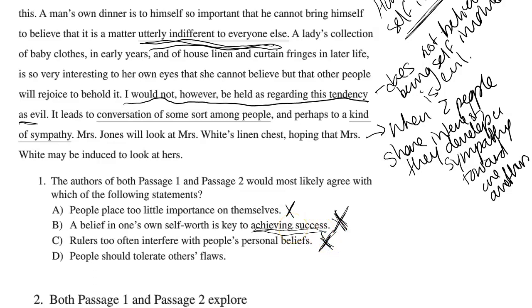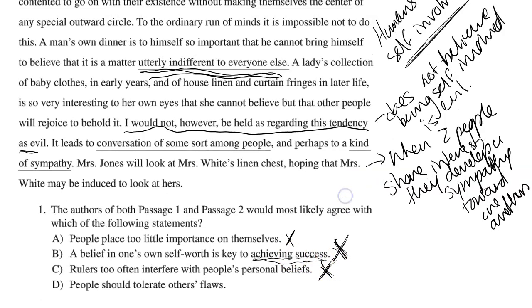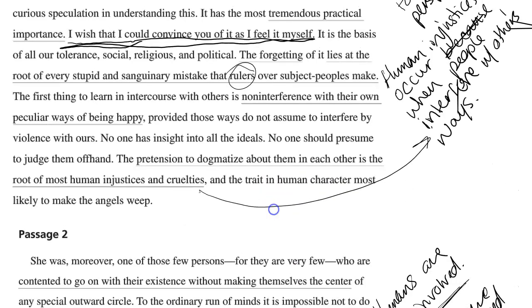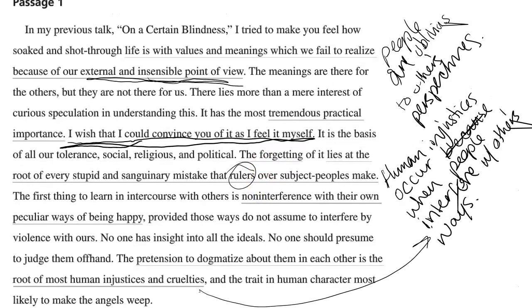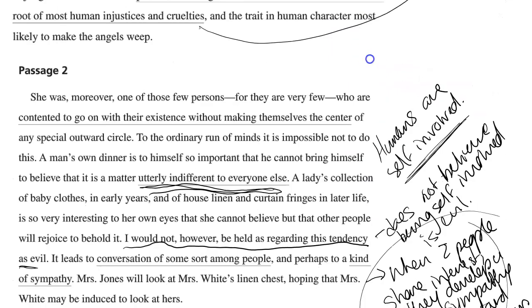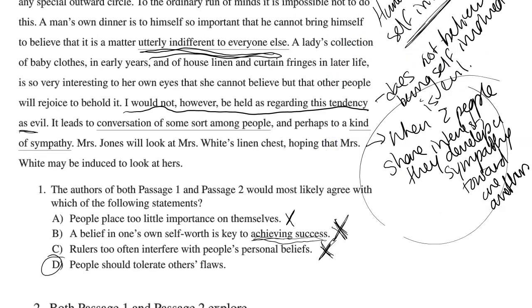And D, people should tolerate others' flaws. Yes, and we see that here, like that there is a beauty that he doesn't actually disagree with the self-involvement, because in the end, if we can share that common interest, we can develop sympathy. And we also see that in passage 1 when he talks about people are oblivious to others' perspectives. So he's kind of encouraging this idea that we should tolerate others. And so D is the best answer.